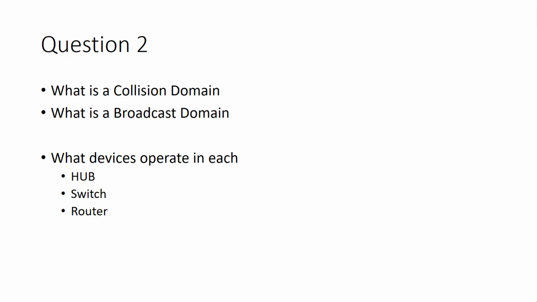A broadcast will not cross a layer 3 boundary. So from one layer 3 network to another layer 3 network, a broadcast will not happen. However, switches operate at layer 2, so switches will forward out broadcasts. So again, understand what a collision domain is, understand what a broadcast domain is, and understand how each of these network devices will work in those areas.